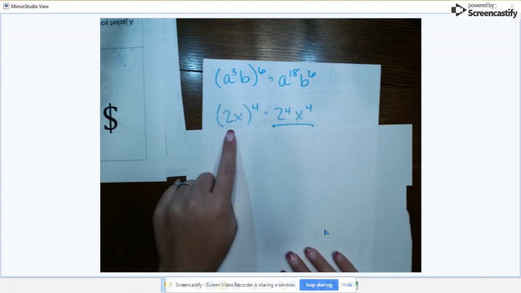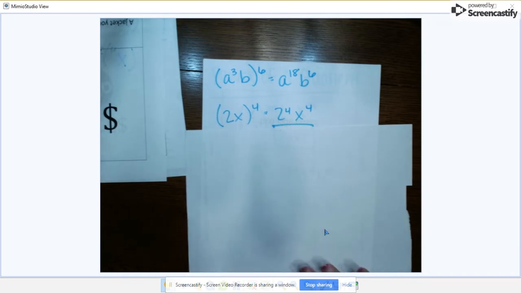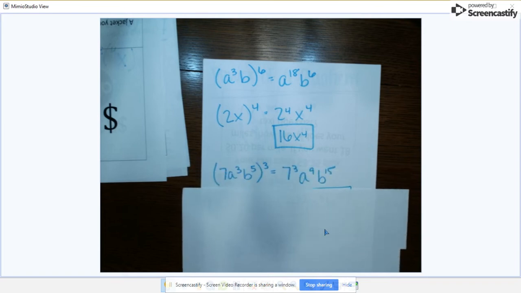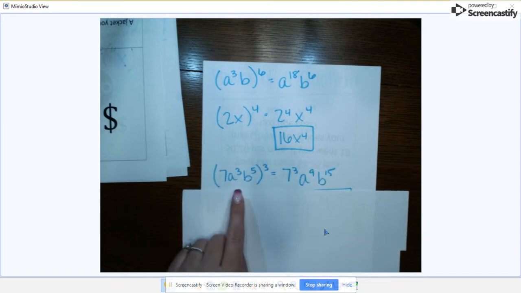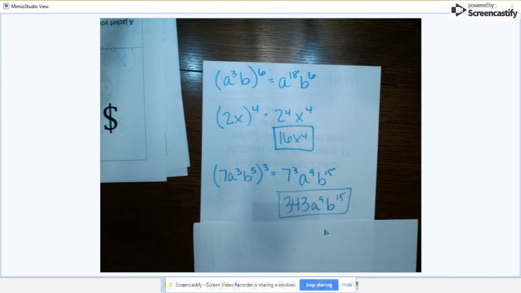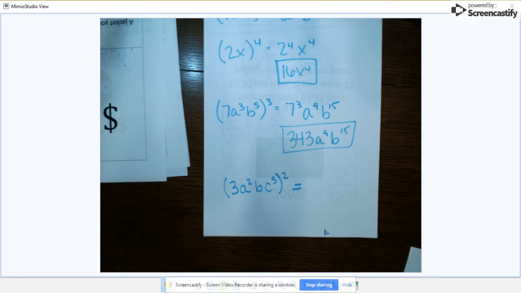We can do it with numbers as well. Still, everything gets it. So 2 to the 4th, x to the 4th, and then we want to evaluate 2 to the 4th, which gives us 16. Another, 7 cubed, a to the 9th, b to the 15th, once you multiply that exponent through. And then 7 cubed gives us 343. You guys please simplify this expression.